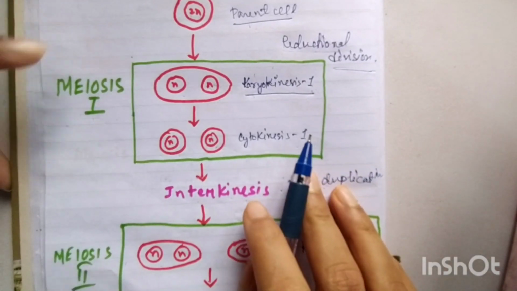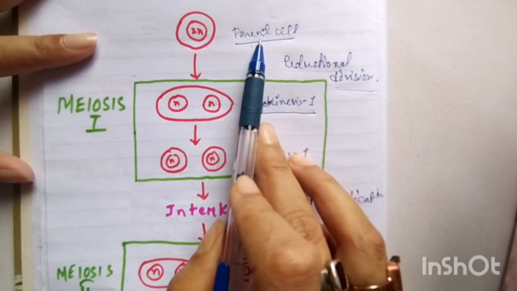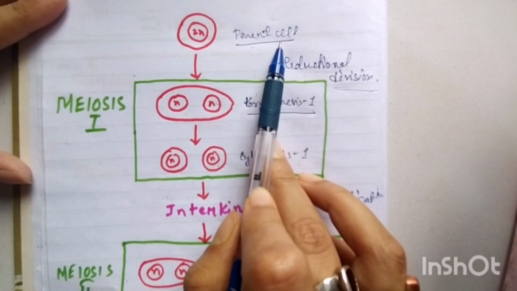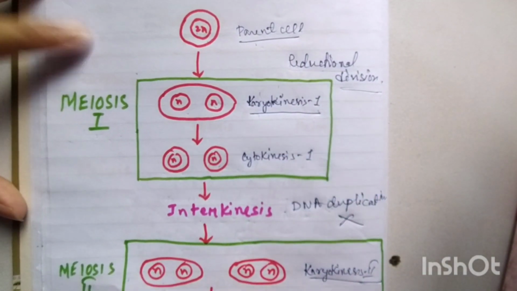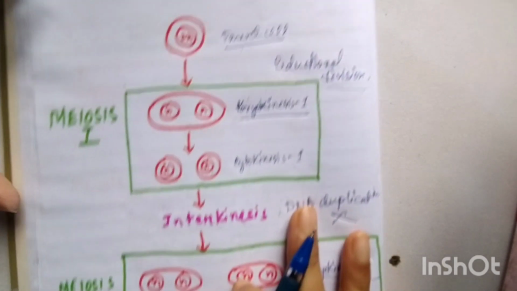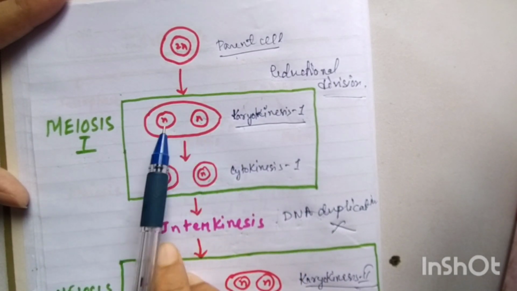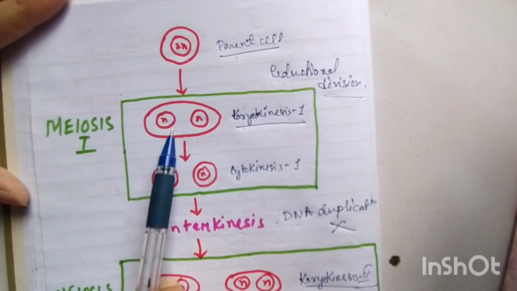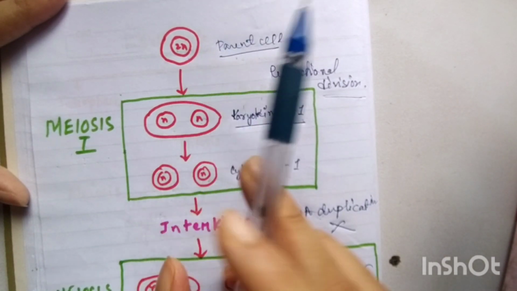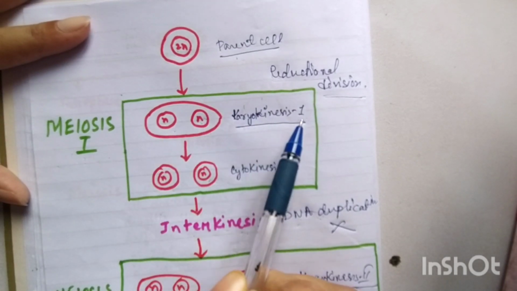Here we can see the outline of the process of meiosis. This is the parent cell having a diploid number of chromosomes, and in meiosis the cell will undergo two divisions. At first meiosis 1 will take place, and then meiosis 2. In meiosis 1, when the nucleus divides, the number of chromosomes will get reduced to half. See here, in the parent cell there are 2n chromosomes, and here it got reduced to n. This is called karyokinesis 1.